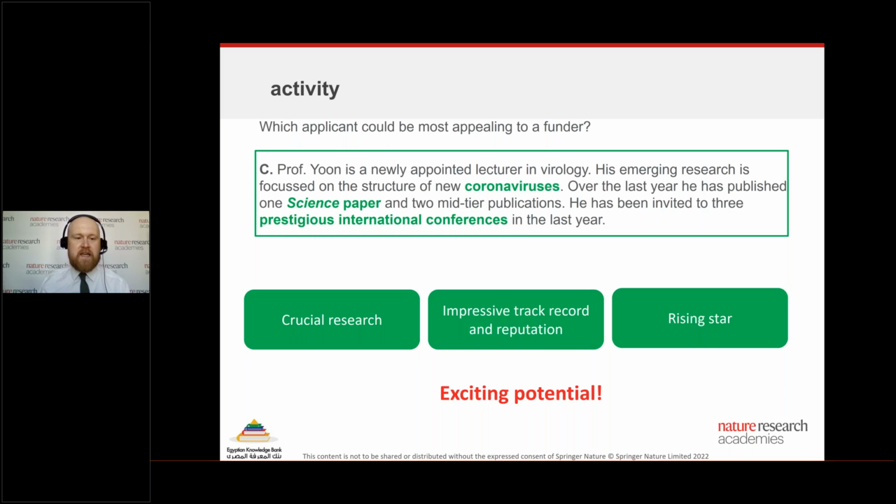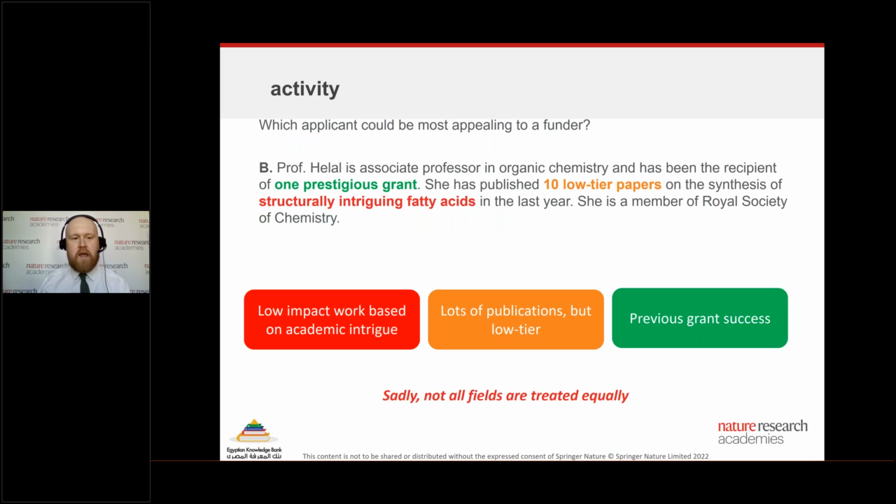And he is getting invited to international conferences. So he's got this track record, ability to prove his reputation, and he really shows himself as a rising star with lots of exciting potential. Okay, and the last option was Professor Helau.